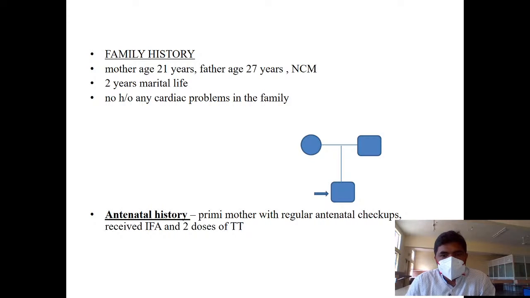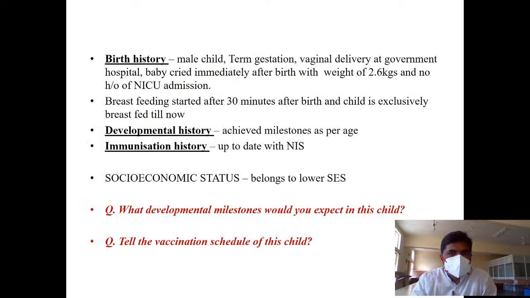Such kind of stuff you need to ask in antenatal history. So then birth history, coming to the importance of birth history. Male child, term gestation, normal delivery, cried immediately after birth with a weight of 2.6 kg and no history of any NICU admission. So term gestation or preterm gestation. Preterms, we all know, are at risk of having a PDA, patent ductus arteriosus. So you need to see term gestation, and you need to see the weight of the child is 2.6 kg.